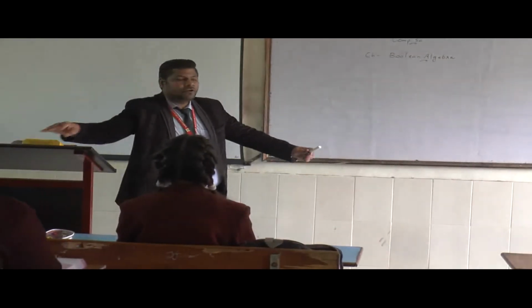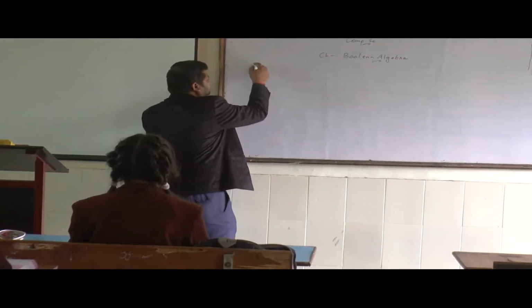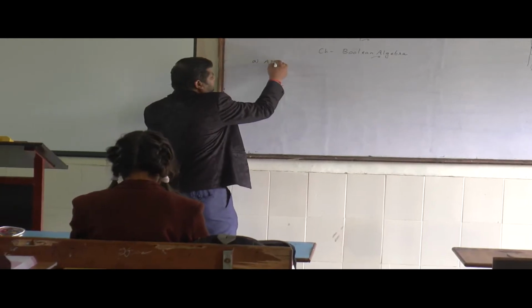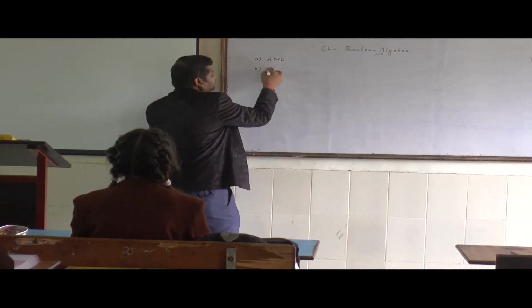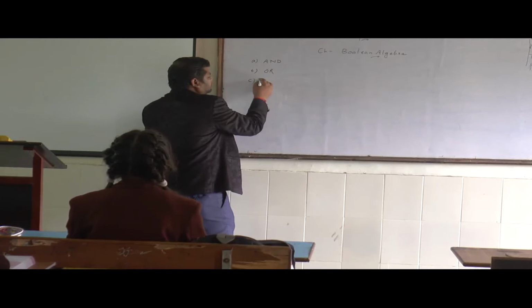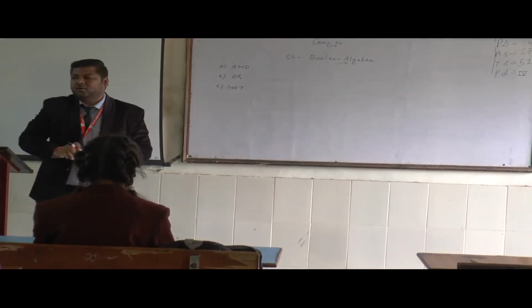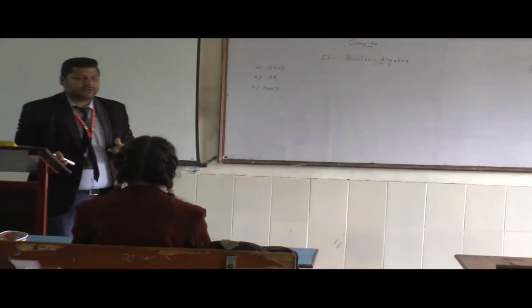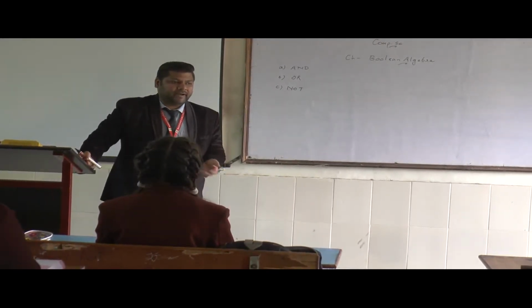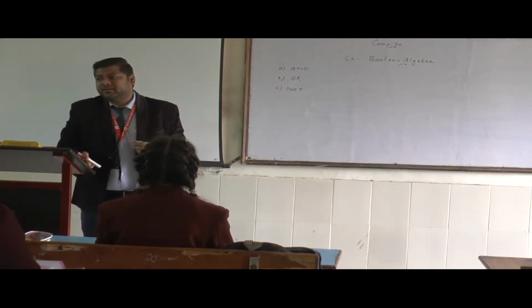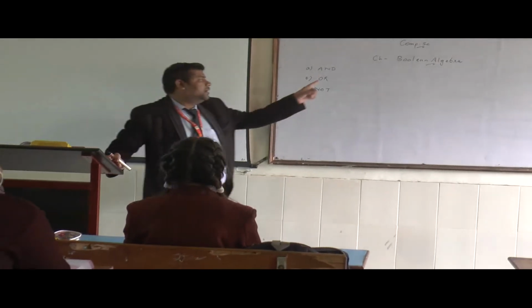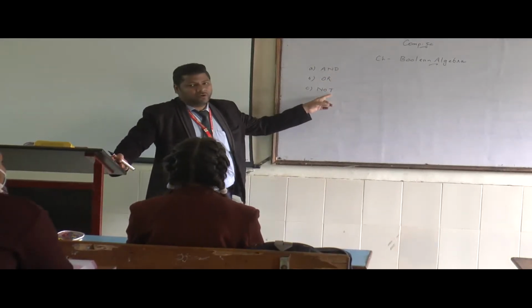Three types of logic gates. The first one is called the AND gate, the second one is called the OR gate, and the third one is called the NOT gate. These are basic logic gates. There are several other gates also, such as NAND gate, NOR gate, XOR gate. But the three basic logic gates are AND gate, OR gate, and NOT gate.